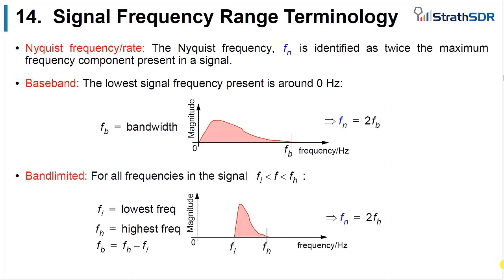So just some signal frequency terminology. The Nyquist rate, we're going to call Fn, and that's going to be twice the maximum frequency component present in a signal. And very often our signals will be baseband. So if we talk about a baseband signal, then that usually means it starts roughly at 0 and goes to some value FB. And if we talk about a band-limited signal, well, that means we can identify a lower and a higher frequency, and most of the energy of the signal is within those two frequencies. And the Nyquist rate is going to be twice the maximum frequency component present in the signal, Fn.